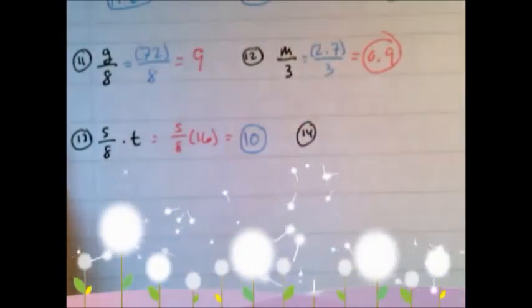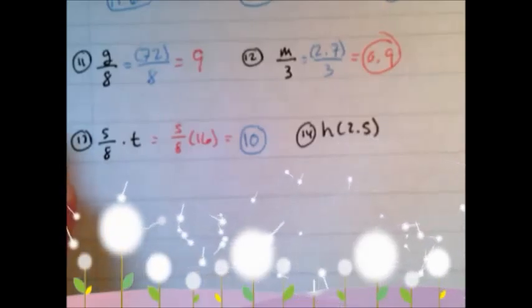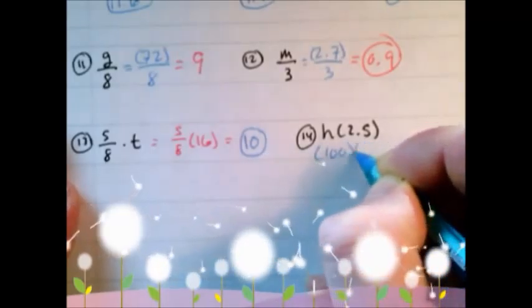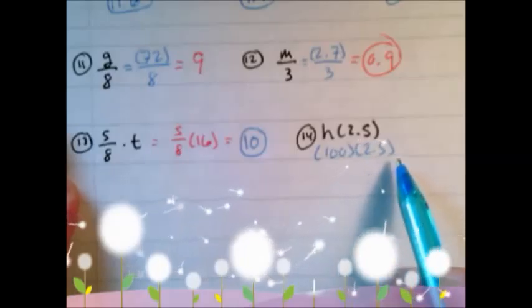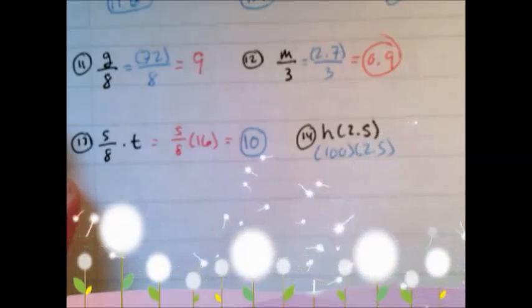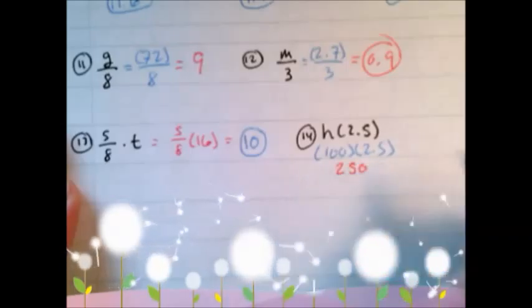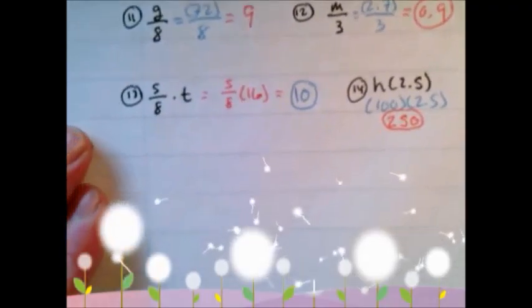Next up, we've got number 14. Number 14 says 8 times 2.5. And we're going to evaluate that for a value of h equal to 100. So this, they replace h with 100 times 2.5. That's the same as shifting the decimal place over 2 spaces. And that's going to give us 250.